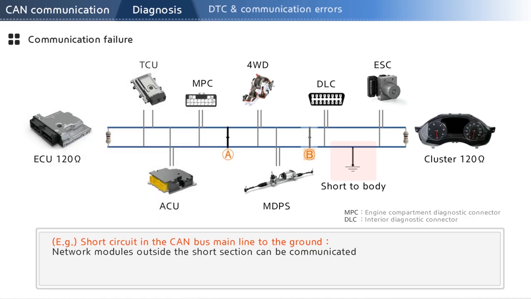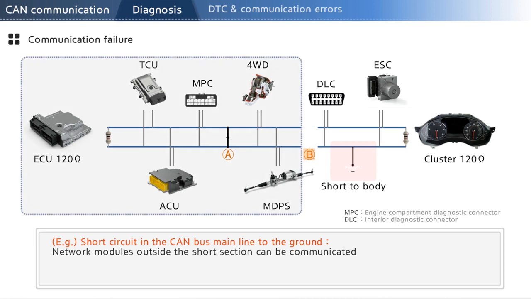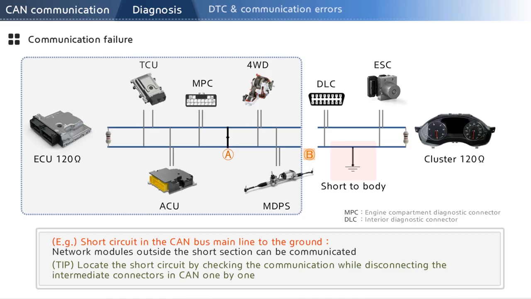Now, removing connector B. From the 20-pin connector in the engine compartment, the ECU, TCU, ACU, 4WD, and MDPS can communicate now. From the interior connector, however, ESC and the cluster are still unable to communicate. Diagnosing the problem by removing intermediate connectors helps narrow down the problem.